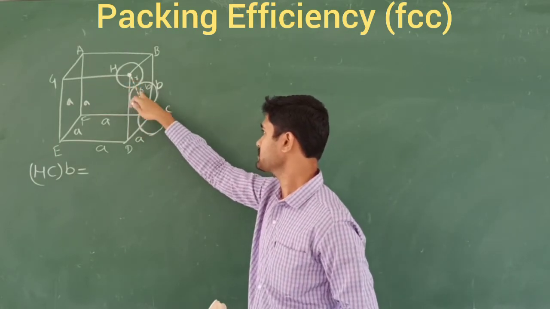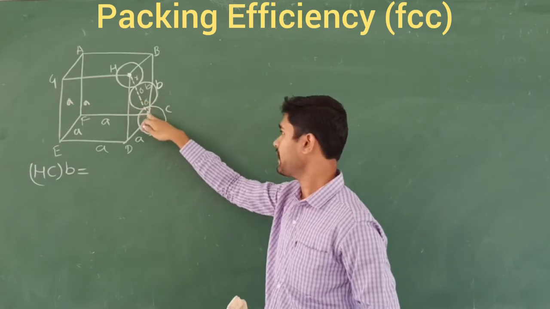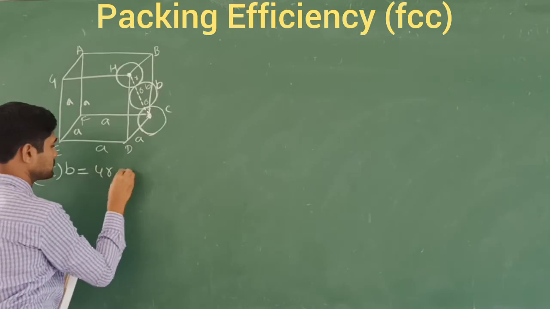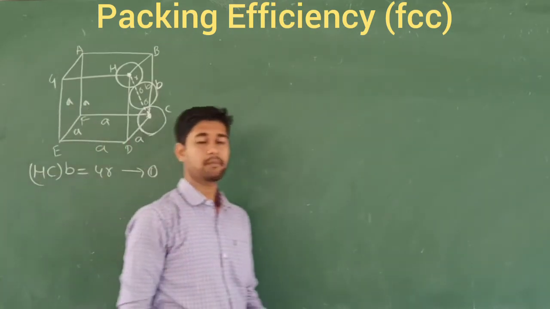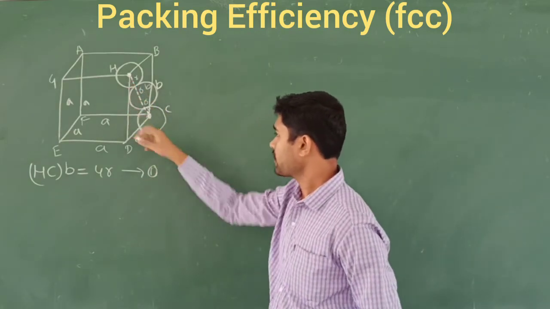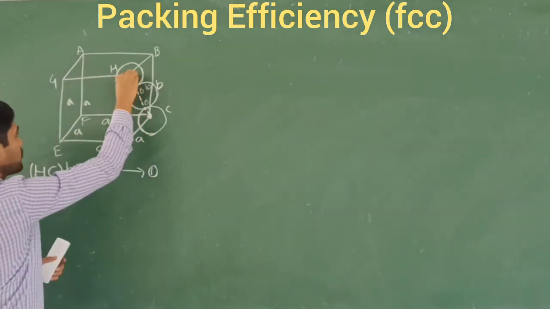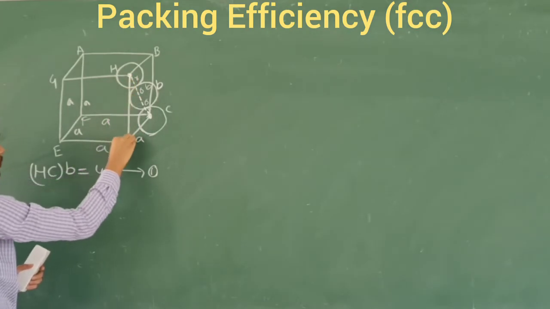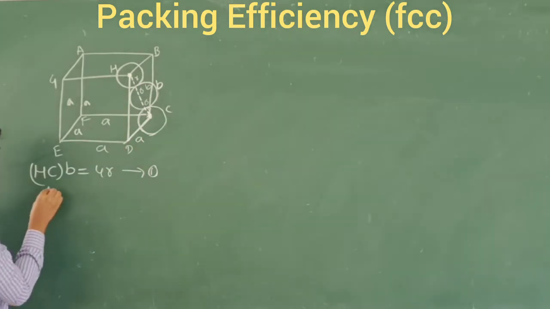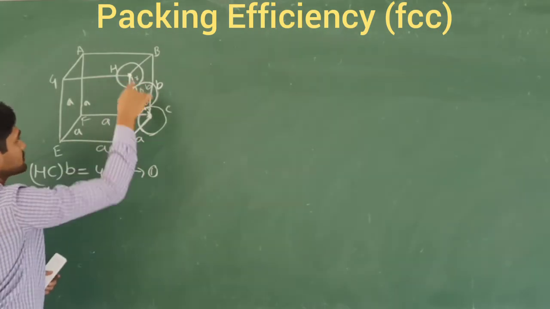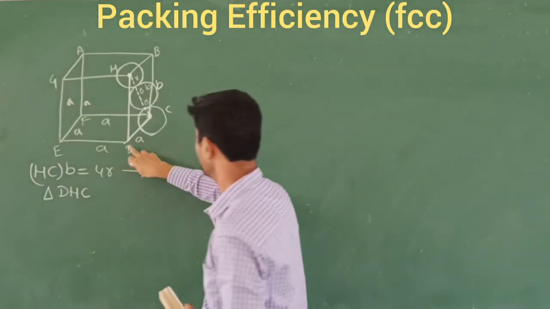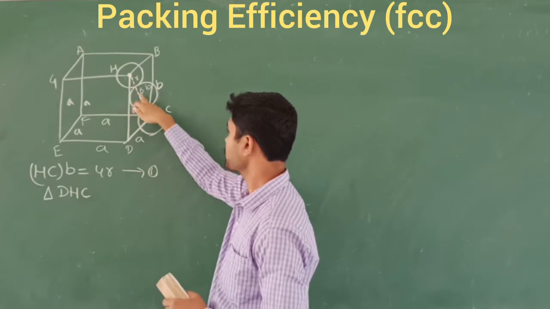B is equal to 4R. This one is one radius, this is 2 radius, so this 2 radius will be there, and this will be the 1 radius. So total B is equal to 4R. This I am going to call equation number 1. And by looking at this, you can find out in this triangle, so please observe this one. This is one triangle, that is triangle DHC.